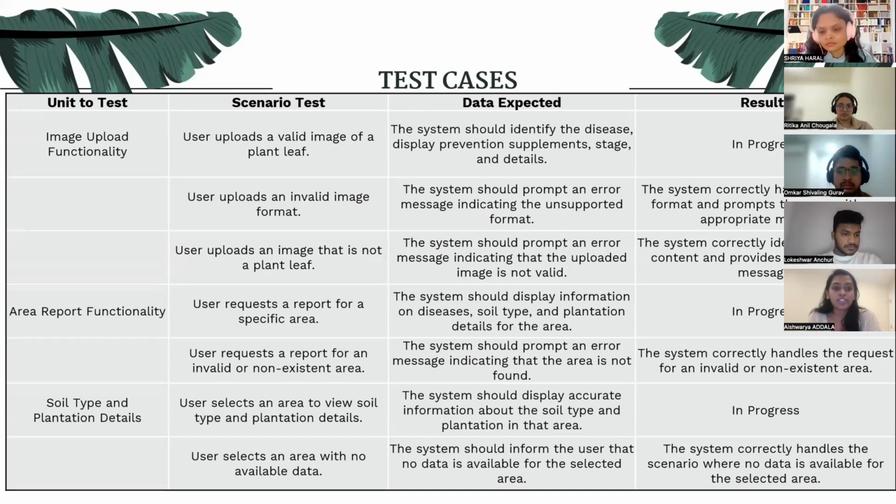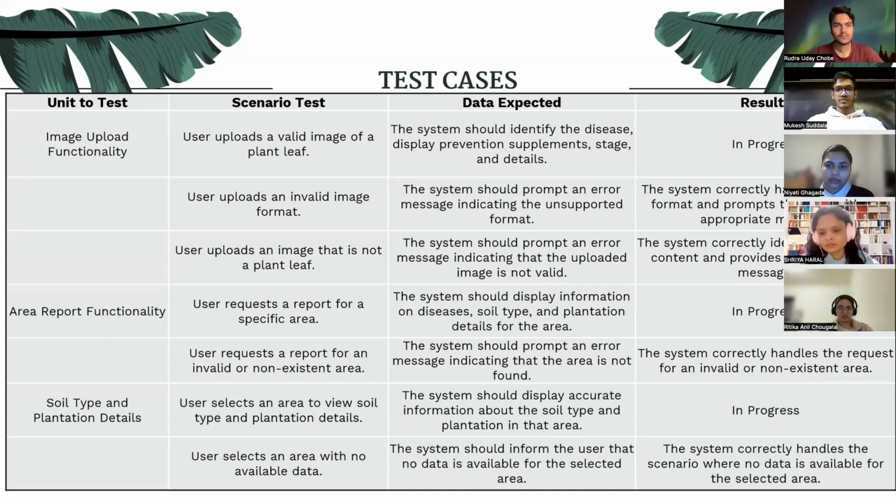Another scenario to be tested is when the user uploads an image that is not a plant leaf. If the user uploads an image that is not a plant leaf, like an animal or maybe a teddy bear, it should prompt an error. That error should be different from the error given if the image format is invalid. That is also giving us the desired result for now.